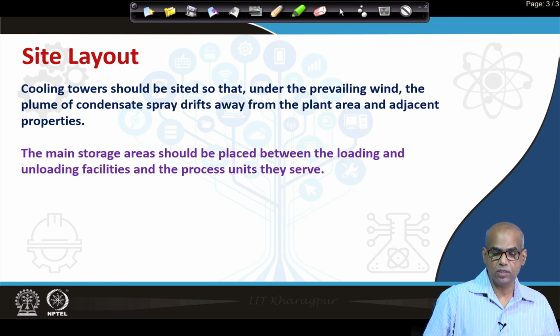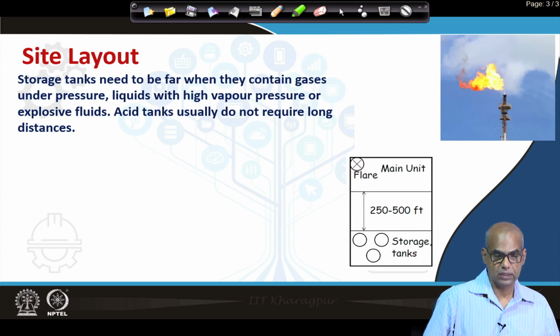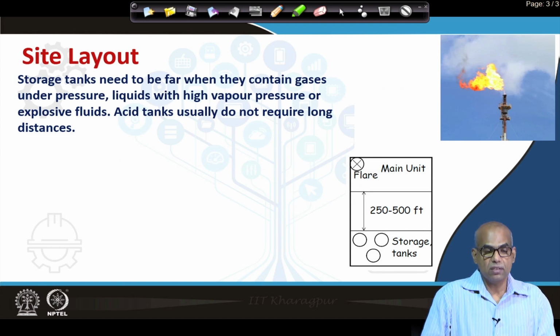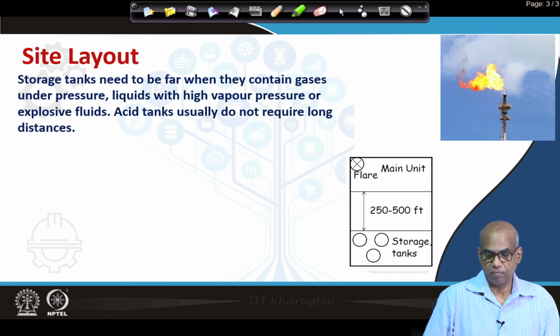The main storage areas should be placed between the loading and unloading facilities and the process units they serve. Storage tanks containing hazardous materials should be sited at least 70 meters from the site boundary. Storage tanks need to be farther away when they contain gases under pressure, liquids with high vapor pressure or explosive fluids. Acid tanks usually do not need long distances.